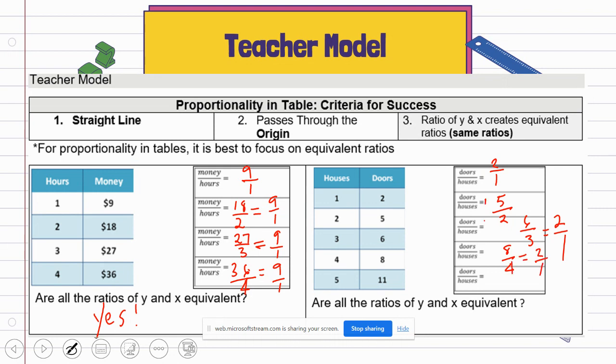However, since this does not yield 2 over 1, we do not have equivalent ratios, so the answer here is no, and the second graph does not show proportionality.